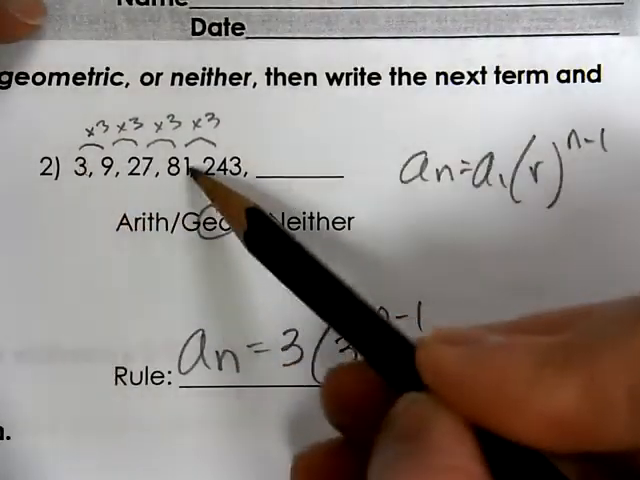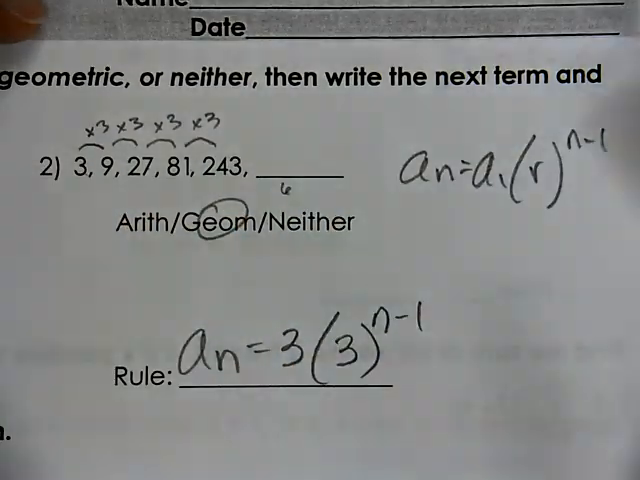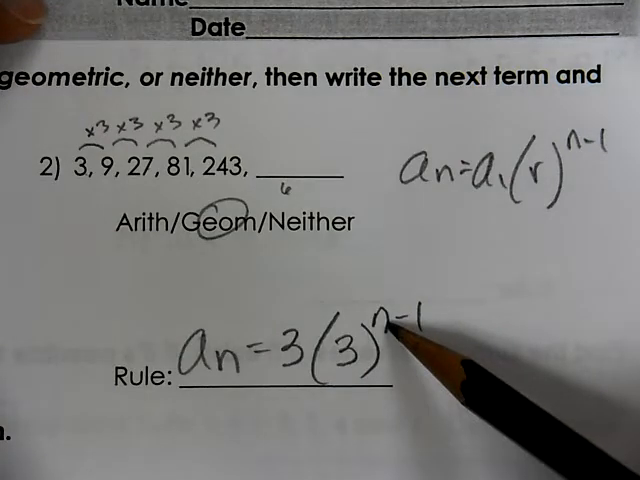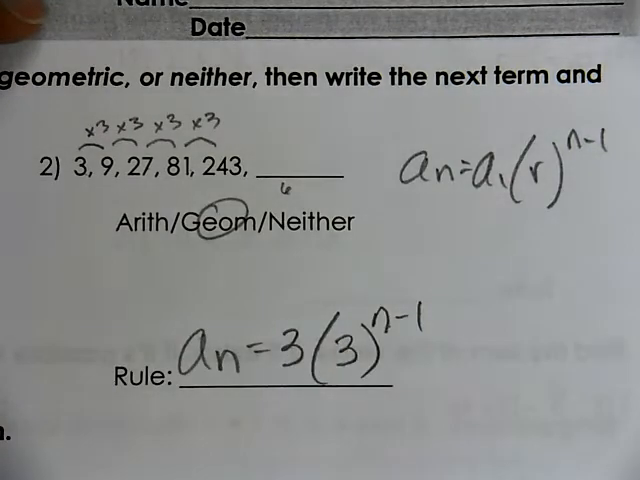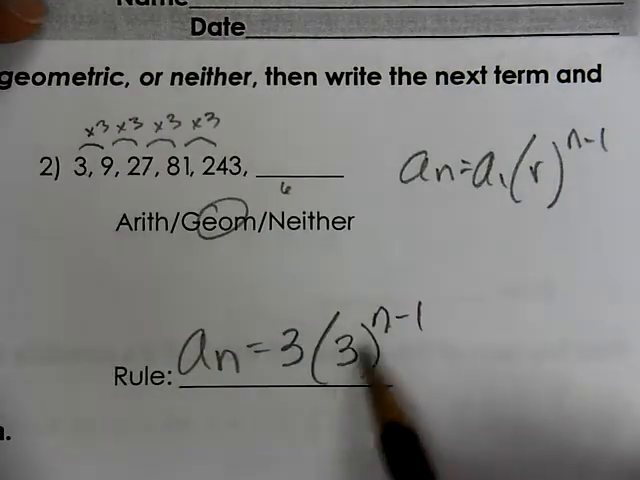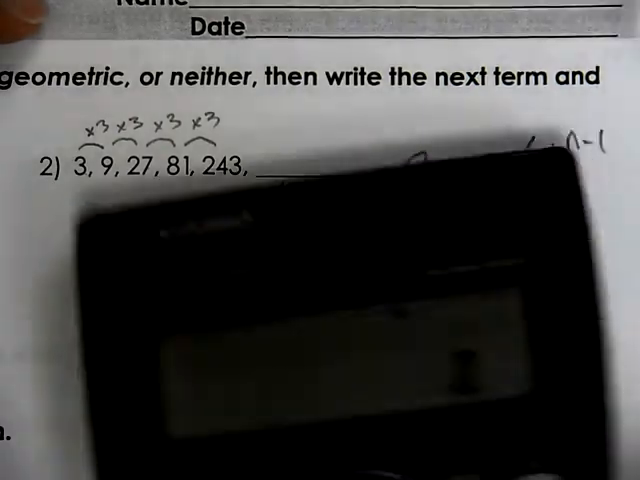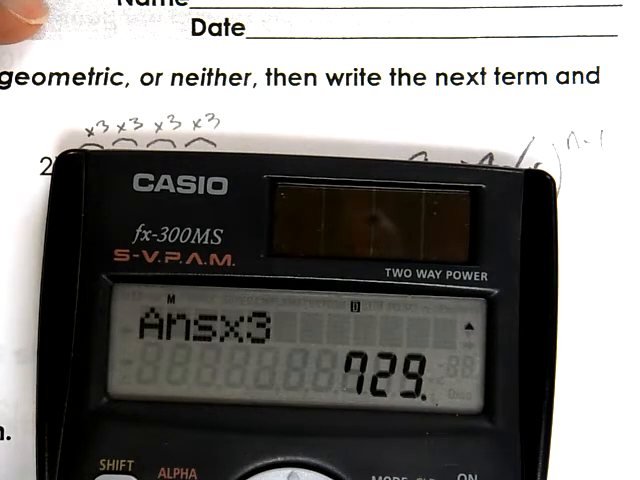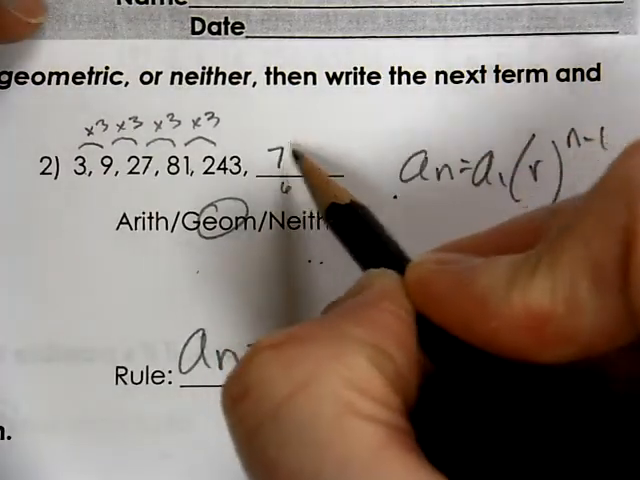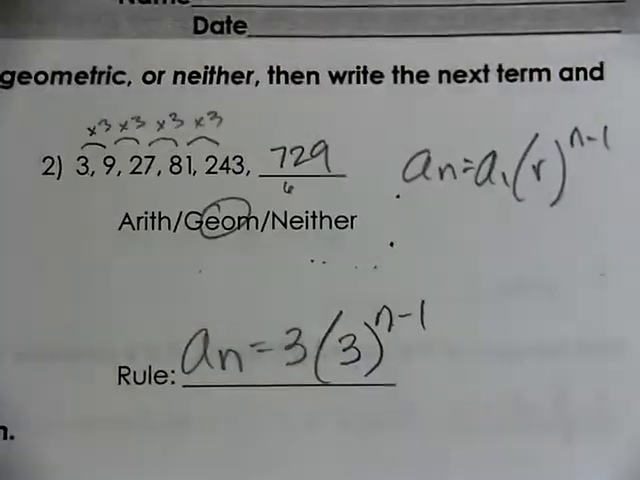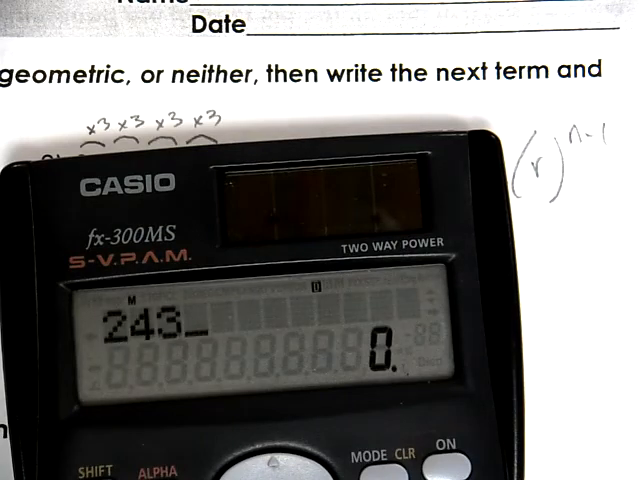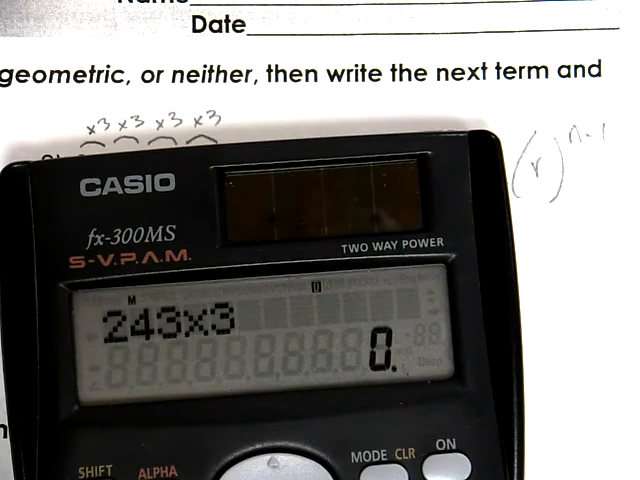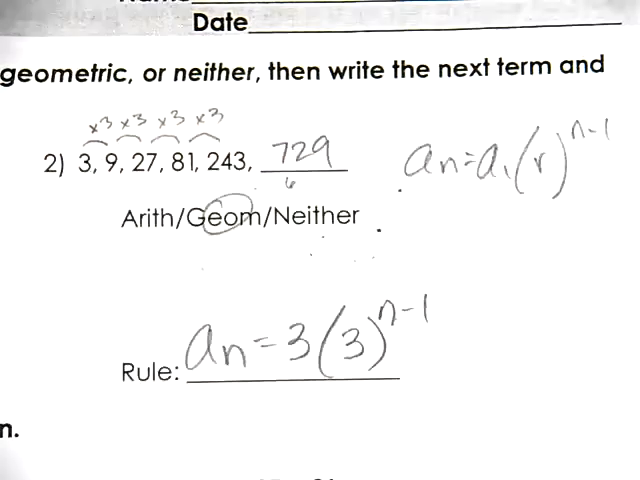So if I want to know my sixth term, I plug a 6 in here, which is 3 to the, this should be 3 to the 5th power. So 3 to the 5th power times another 3 gives us 729. You can also get that by taking 243 and timesing that by another ratio of 3. Either way you think about it.